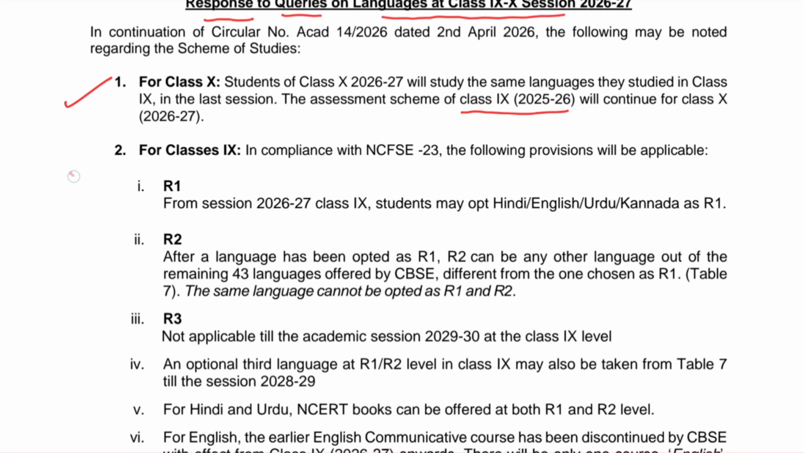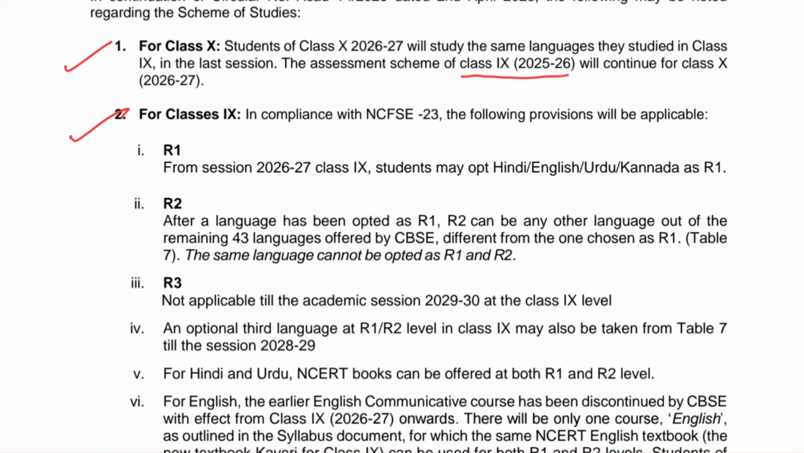Next, for class 9. For class 9, there are many changes. First thing, they need to choose two languages, R1 and R2, and R3 is not applicable this year. It will be applicable in 2029-30. So still 3 years left.